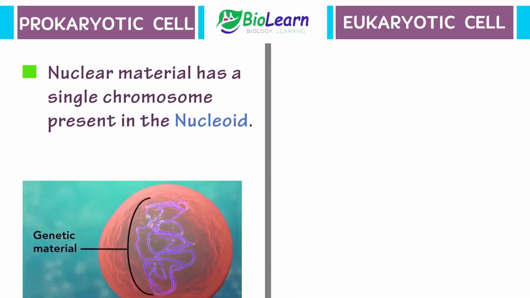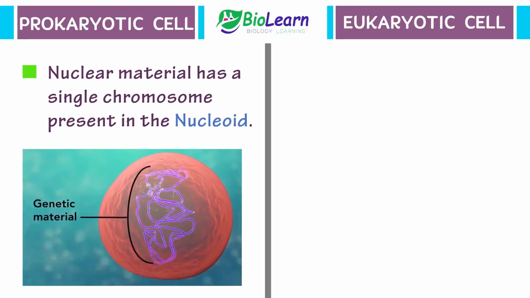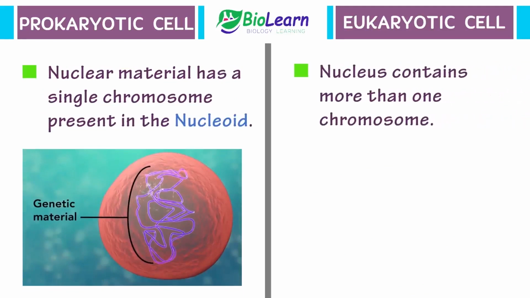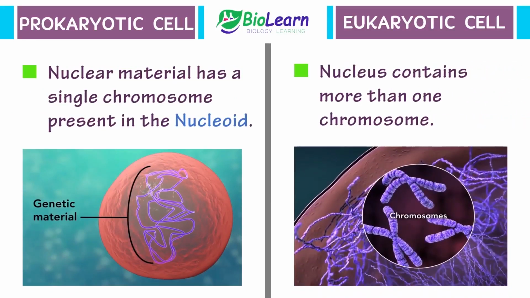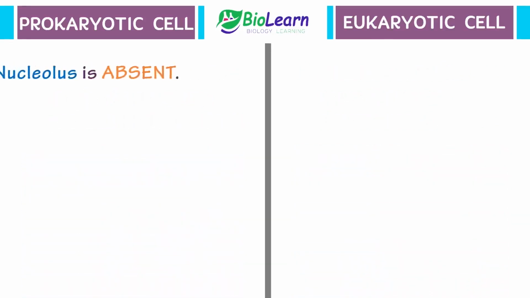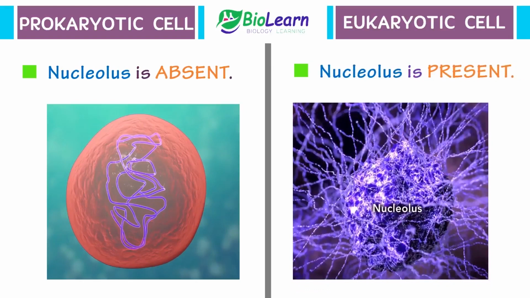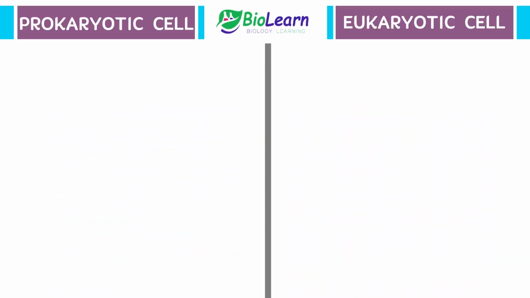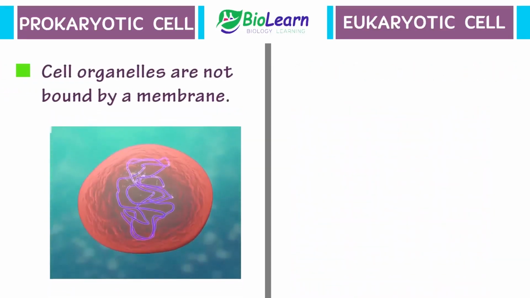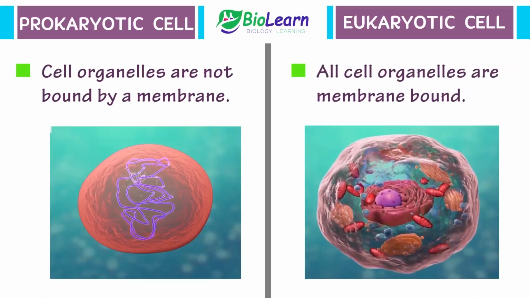The nuclear material consists of a single chromosome which is present in the nucleoid of prokaryotic cells, whereas the nucleus contains more than one chromosomes in a eukaryotic cell. The nucleolus is absent in prokaryotic cells, whereas the nucleolus is present in eukaryotic cells. In prokaryotic cells, the cell organelles are not bound by a membrane, whereas in eukaryotic cells, all cell organelles are membrane bound.